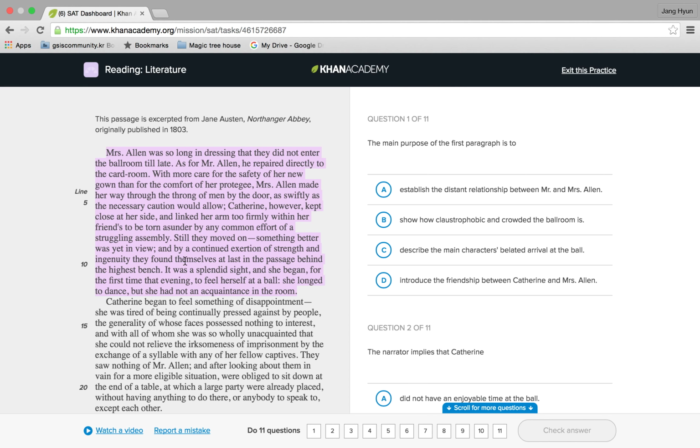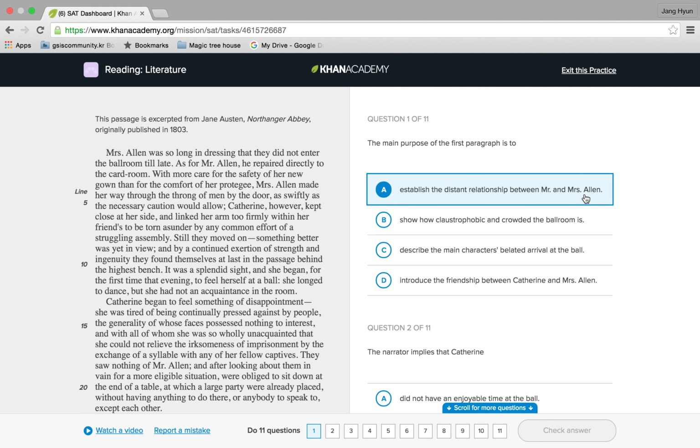They found themselves at last in the passage behind the highest bench. Describe the main character's belated arrival at the ball? No, not exactly. Introduce the friendship between Catherine and... no. So we should choose between A or B. What do you think it is? Obviously, not introduce the friendship. It's not a belated arrival.